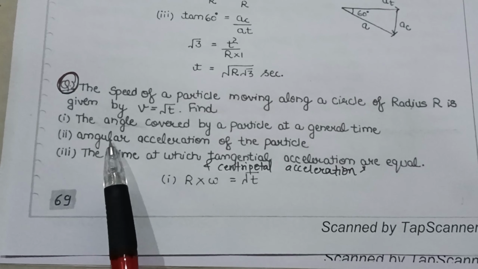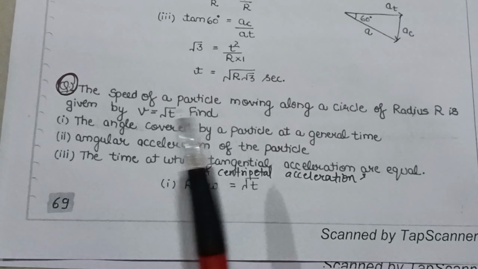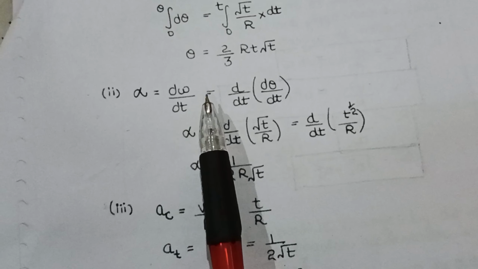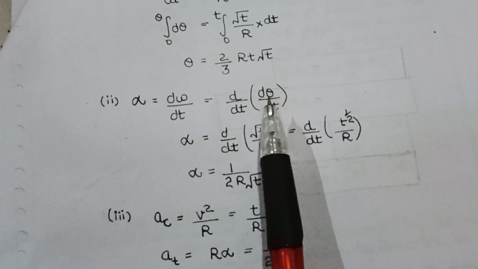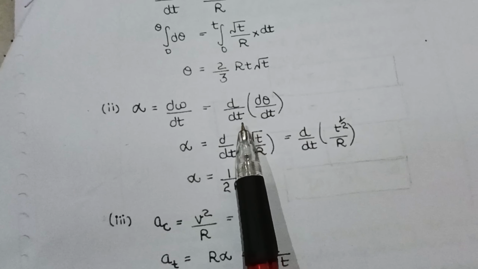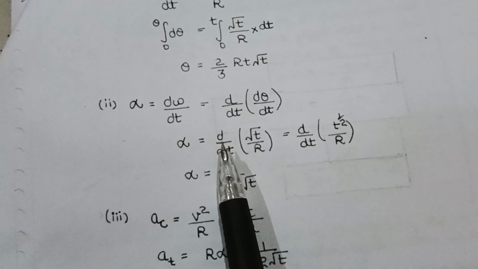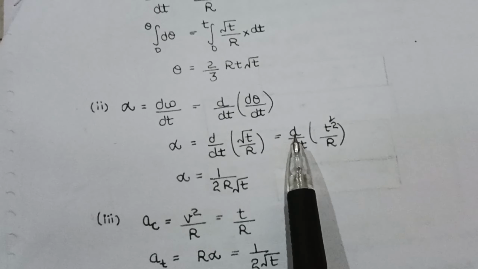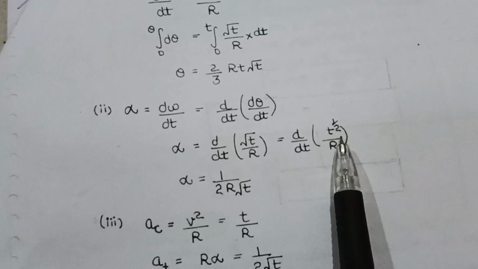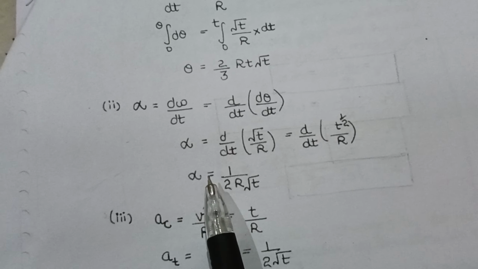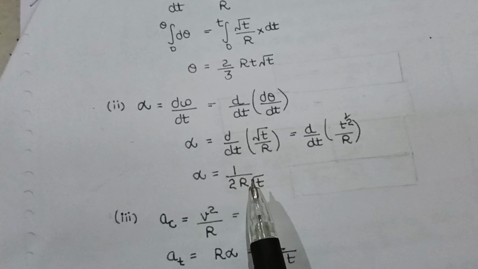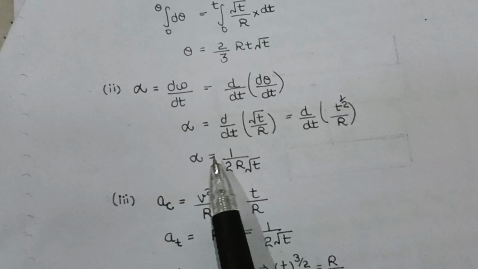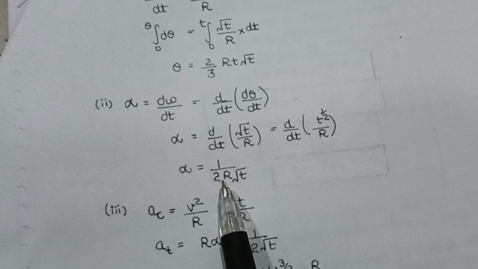Now, the second question is to find the angular acceleration of the particle. Here, alpha is equal to d omega by dt, is equal to the derivative of d theta by dt with respect to time. Alpha is equal to the derivative of under root of t by r with respect to time, is equal to the derivative of t power 1 by 2 upon r with respect to time. Alpha is equal to 1 by 2r under root of t. Here we found the angular acceleration is equal to 1 by 2r into under root of t.